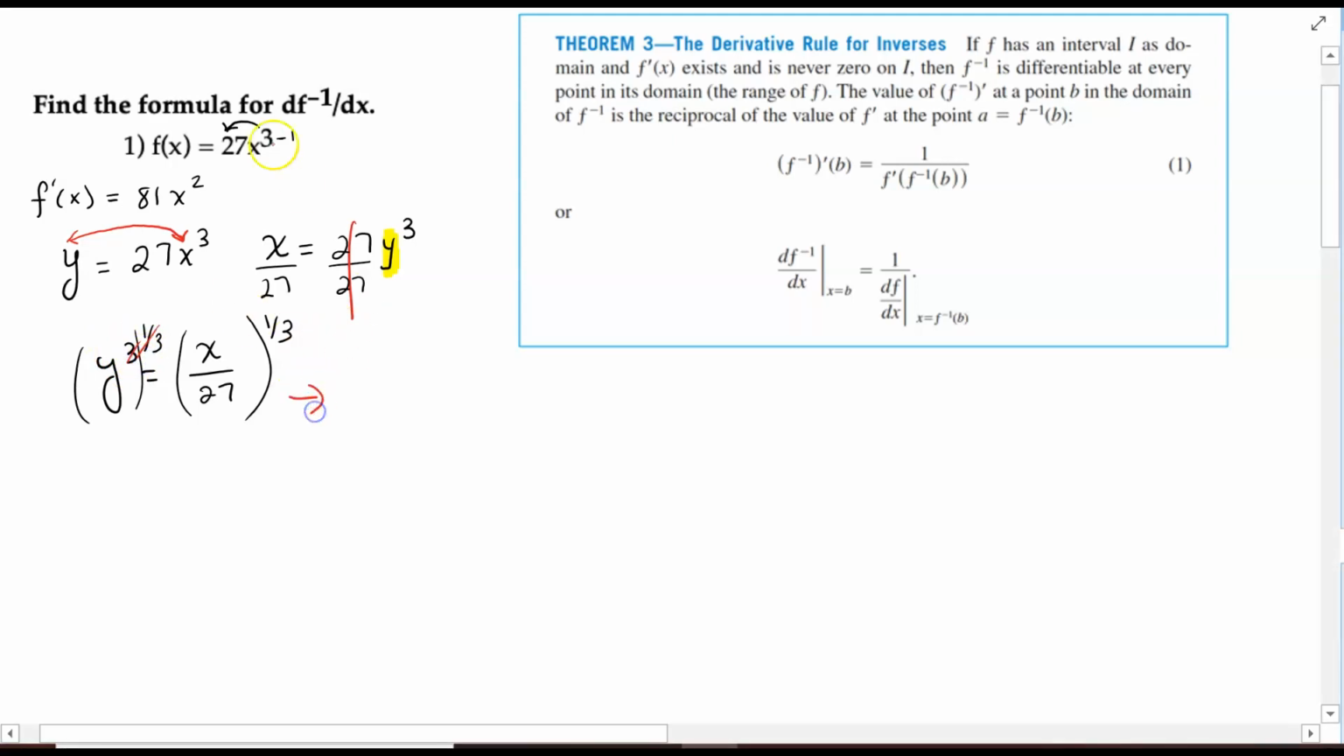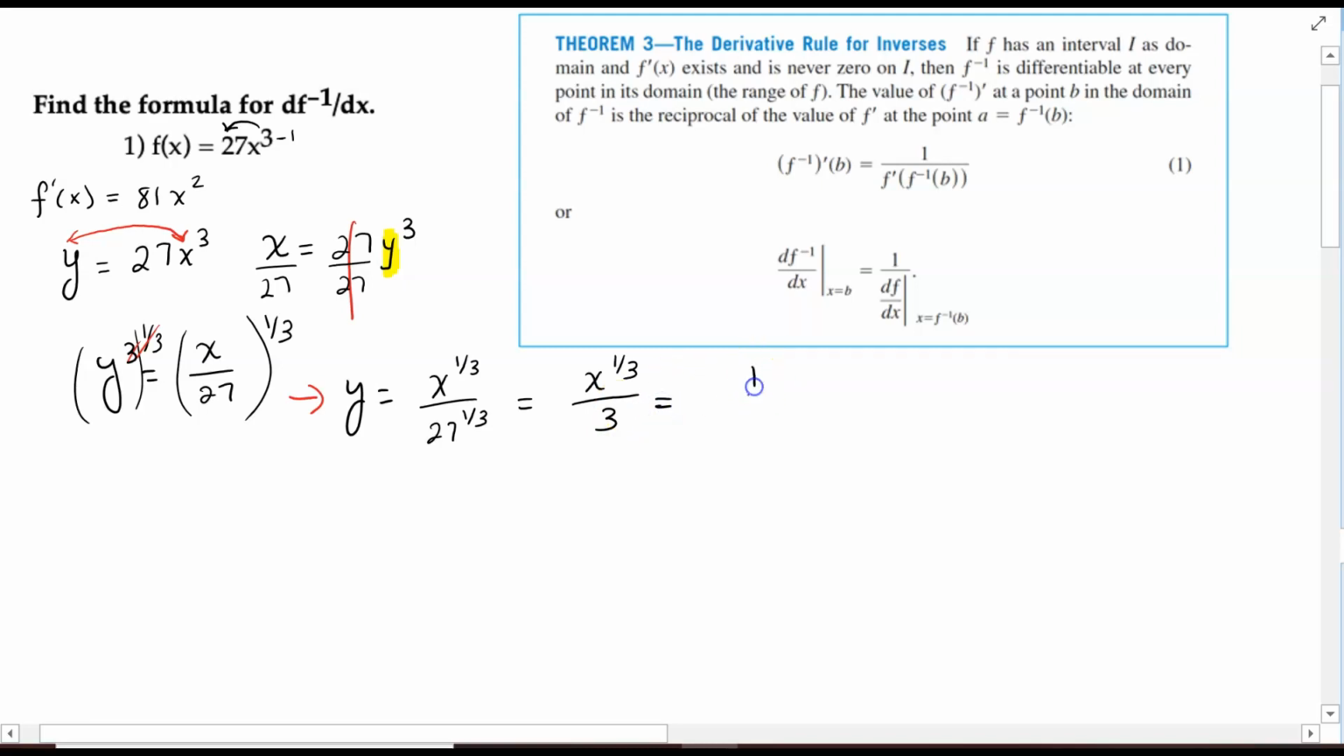And we can say then that y equals x to the 1/3 over 27 to the 1/3, which, if you know anything about this, is x to the 1/3 divided by 3, because the cube root of 27 is 3.